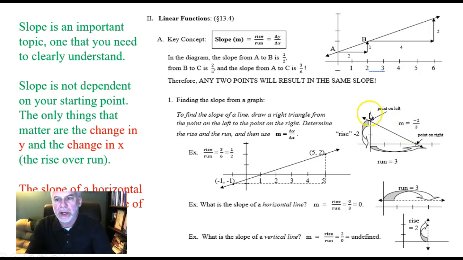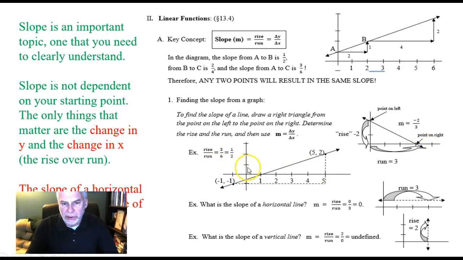Now, let's say you're given a graph like this pictured right here, and you want to find the slope. Well, start at 1 point. So I started at this point on the left here, and I want to go to the point on the right. So it's going down 2, so we have actually a negative rise. It's not a positive. A positive rise would be up. A negative rise would be down. So it'd be down 2, so -2 for the rise, and it's running 3 units to the right. So the slope would be -2/3 in this picture here. Okay.